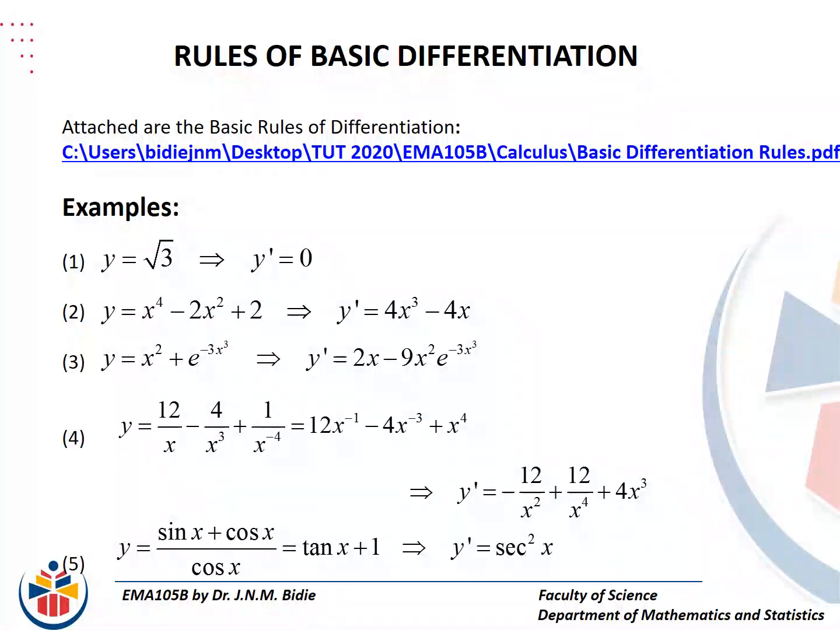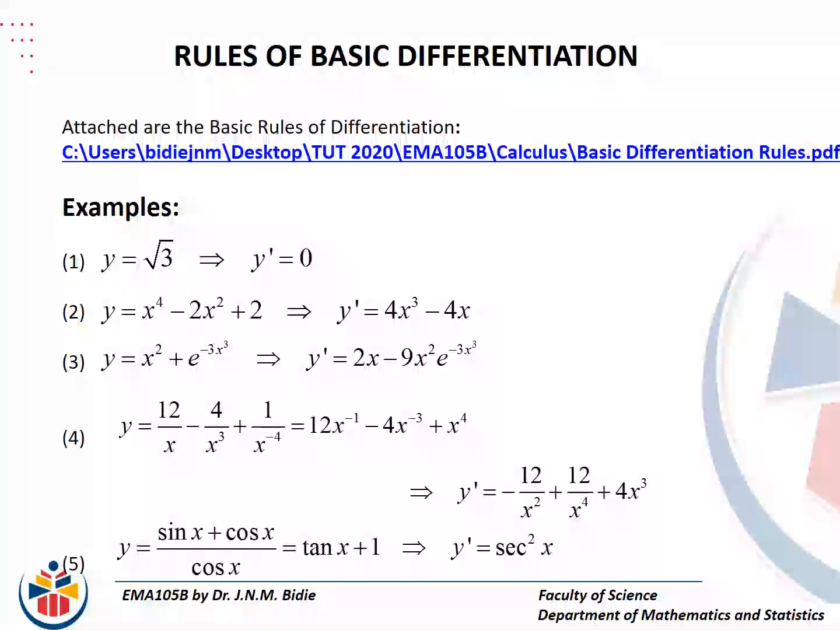Please note that we have to write the answer in the format of the original function. That is why we don't leave it with negative powers. We take those variables to the denominator to make sure that they have positive exponents. Let's go to number 5.